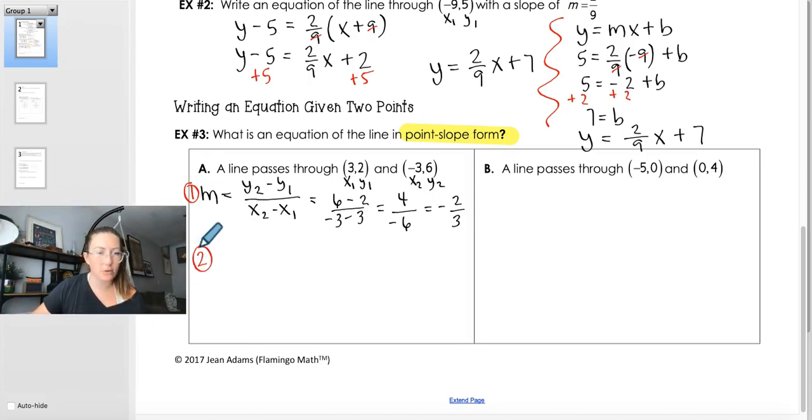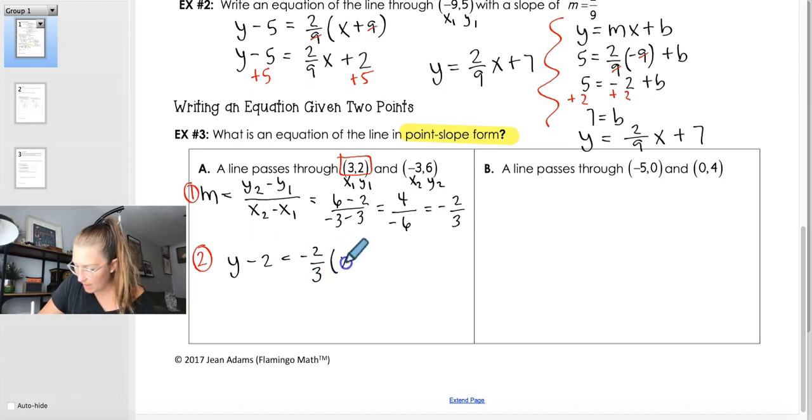Here's the thing, you have 2 different points you can choose from. So technically you can have 2 different answers on this type of question, because depending on which point you choose to use. So let's just say I'm going to use this point just because it's all positive, so I kind of like that. Alright, so now let's just plug it in. So it goes y minus y1, which is 2, equals my slope, -2/3, x minus x1. This right here is in point slope form. That's your answer, nothing else.